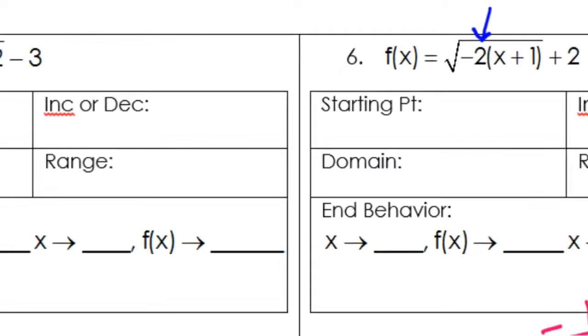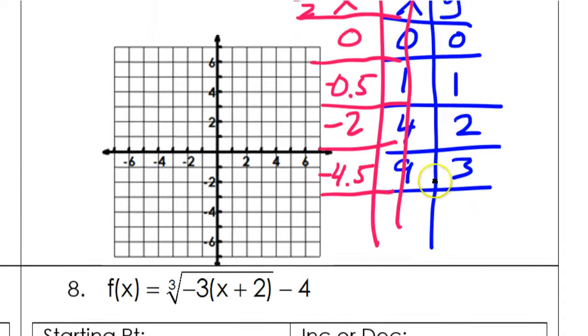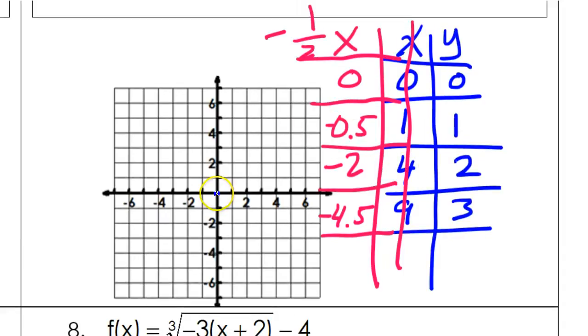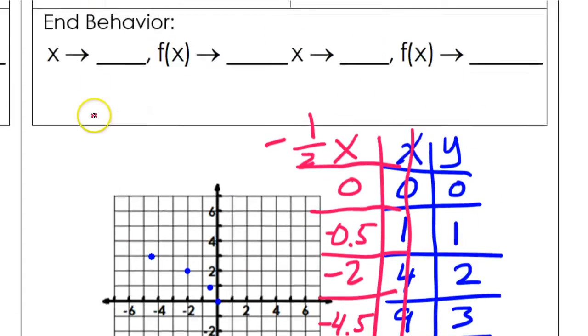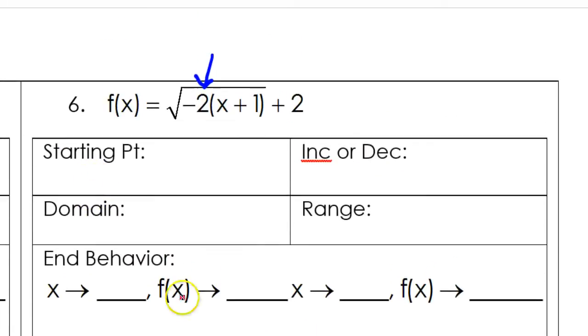Okay, let me zoom in a little bit. Okay, so (0, 0), (-0.5, 1), (-2, 2), and (-4.5, 3). Okay, don't connect those, but those are mandatory. Those dots need to be there. Now, where am I going to move those 4 points? What do I do now?